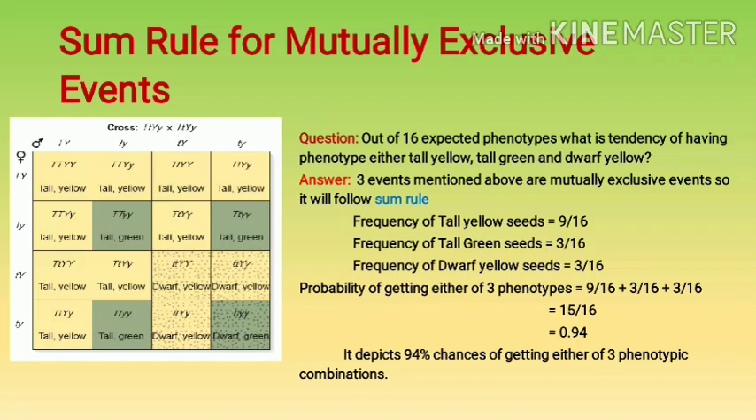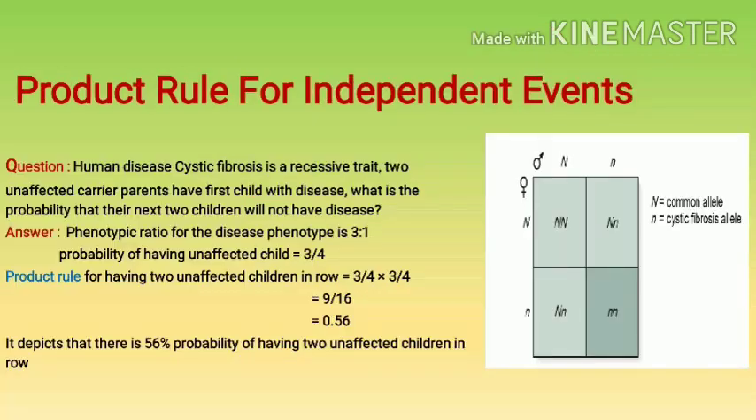मतलब आपके पास तीनों इवेंट्स की जो फ्रीक्वेंसी आएगी आप उन तीनों को ऐड करोगे and you will get 15 divided by 16 which is equal to 0.94. इसका क्या मतलब है कि it depicts that there are 94% chances of getting either of the 3 types of phenotypes. कि तीनों में से कोई एक तरह का phenotype आएगा अपकमिंग जनरेशन में, उसके कितने चांसेस हैं? उसके 94% चांसेस हैं. So whenever there is the term "either" used in any question then you will apply the sum rule.